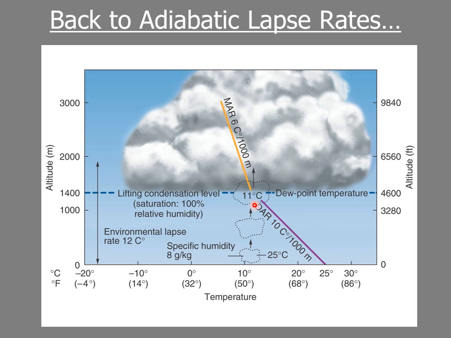We're cooling off, we're cooling off, we're cooling off. Then all of a sudden we hit the dew point temperature. Then at this point, instead of 6, we're going to use 5 degrees Celsius for every 1,000 meters. We start cooling off at 5 degrees Celsius every 1,000 meters. Okay, we're only going to cool off half as much up here than we were down here, because we're inside this giant cloud.